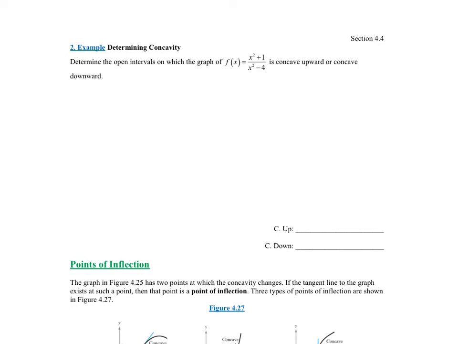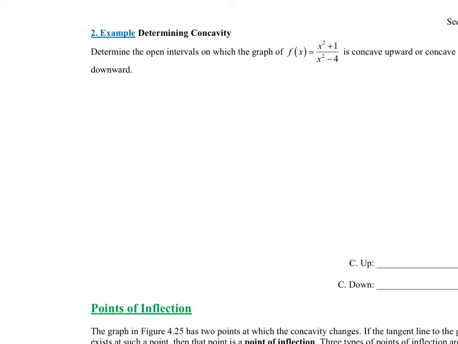Let's try another function here. Example 2, determining concavity. Determine the open intervals on which the graph of f of x equals x squared plus 1 over x squared minus 4 is concave up or concave down. Okay, excellent. So what do we have to do? Well, the first thing we have to do is find that first derivative. So let's find that first derivative.